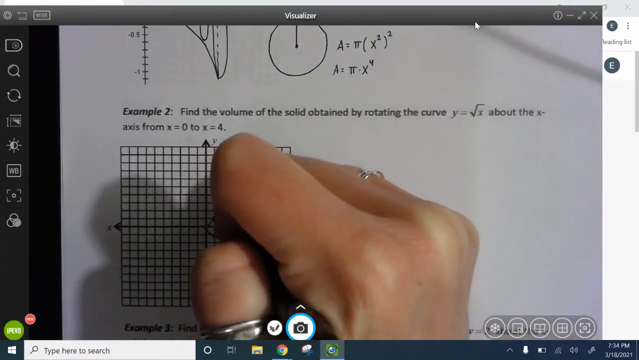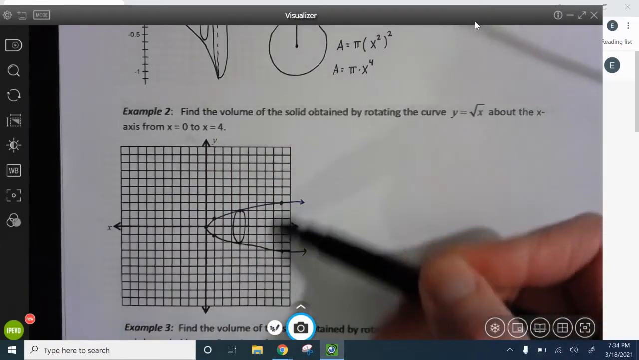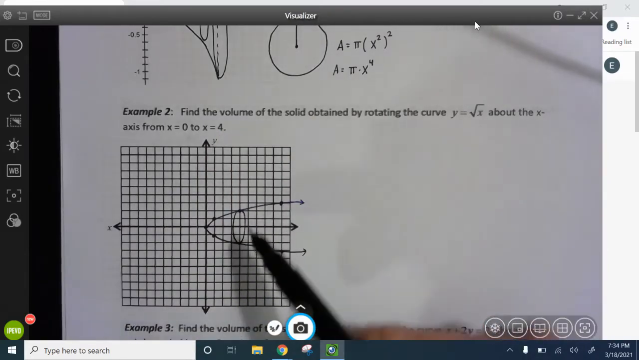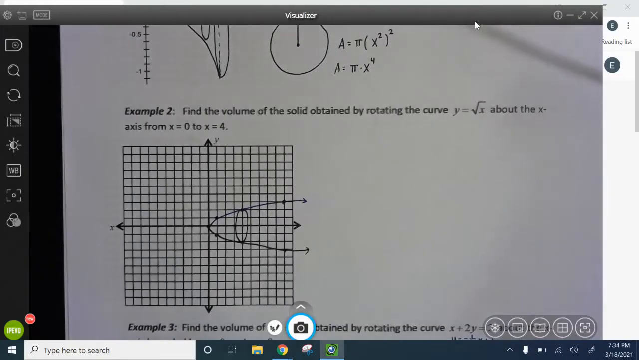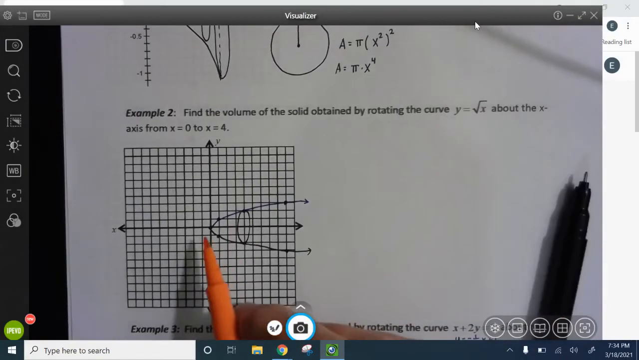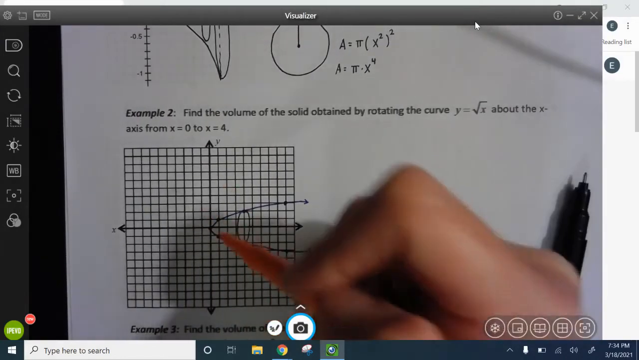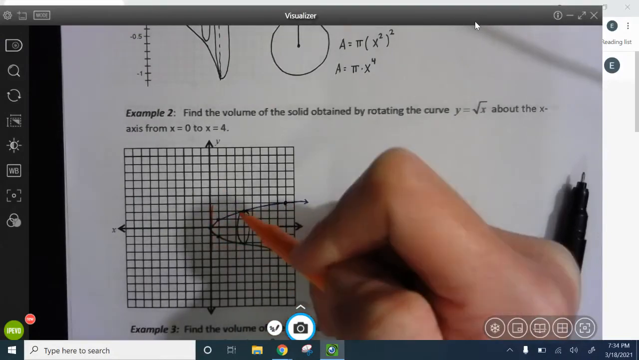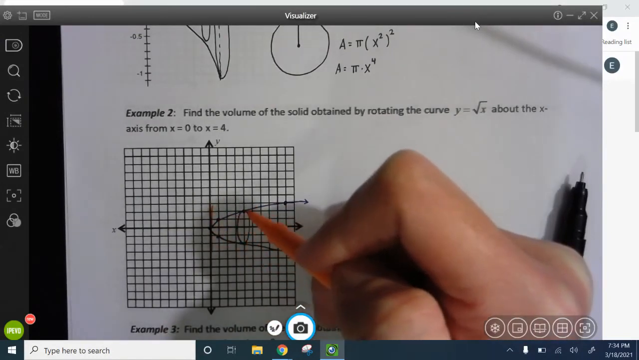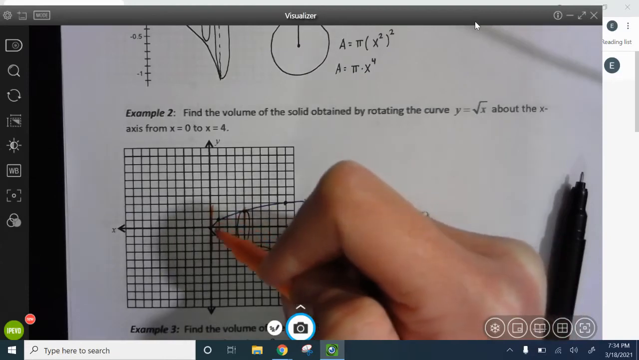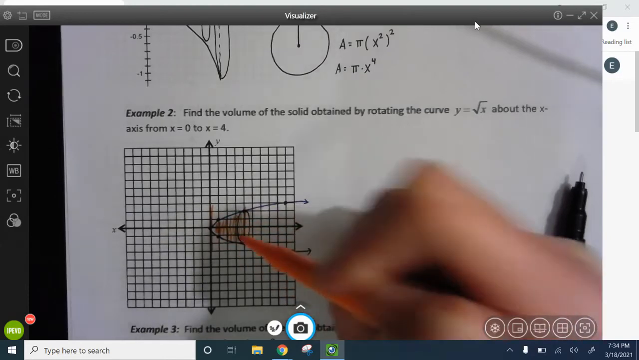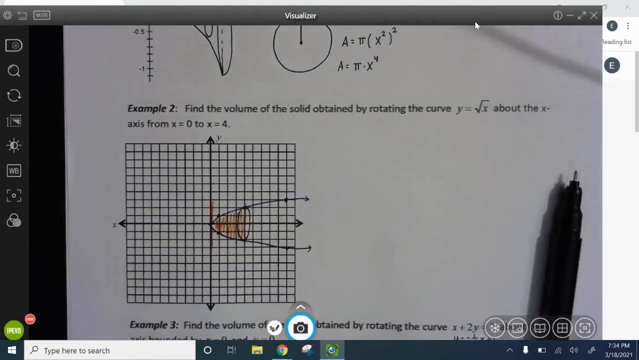So if I think about this as being a revolution about the x-axis, I'm really thinking about this part as being a solid. I'm really only worried about the x value of 0 to the x value of 4, so I'm really only worried about this chunk here. So 1, 2, 3, 4. So this is really the volume that I'm wanting to calculate. I keep on saying area.